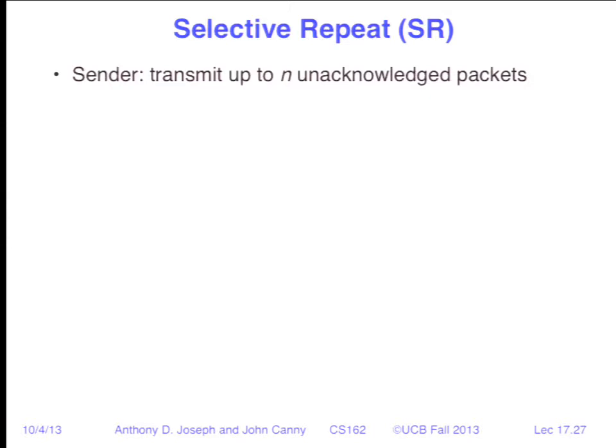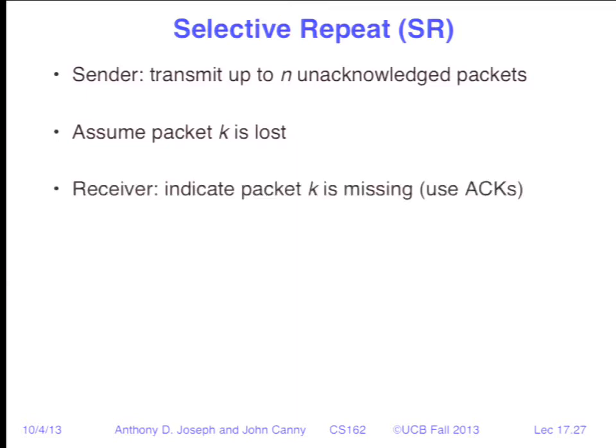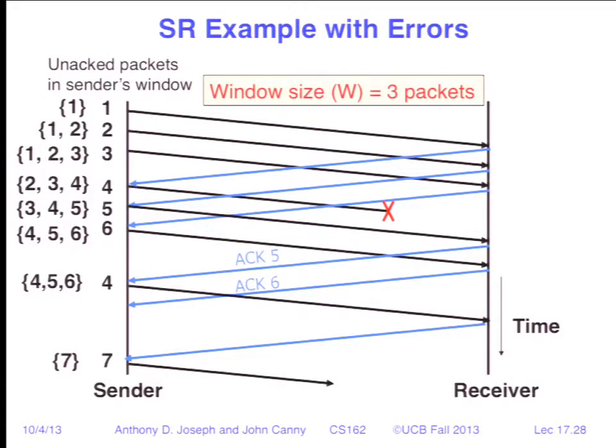So here, again, it's a window protocol. We allow the sender to send up to N unacknowledged packets. And if we assume a particular packet gets lost, like packet K, the receiver indicates, I didn't get packet K. It uses acknowledgments to do this instead of negative acknowledgments. And the sender just retransmits packet K. Nothing else.